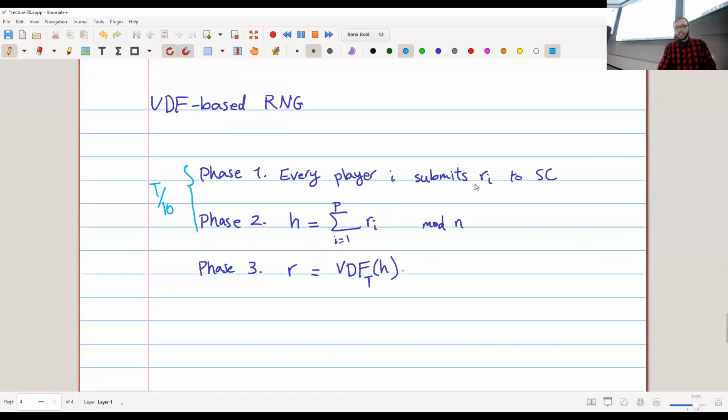So even though they're seeing the RIs of all the other people, they have no idea what the output of this VDF is going to look like. And because they have no idea about this output, there's no way for them to cheat. They can give you any random number RI. And it doesn't even mean anything to say they're cheating, because they don't know anything. What are they really affecting here?